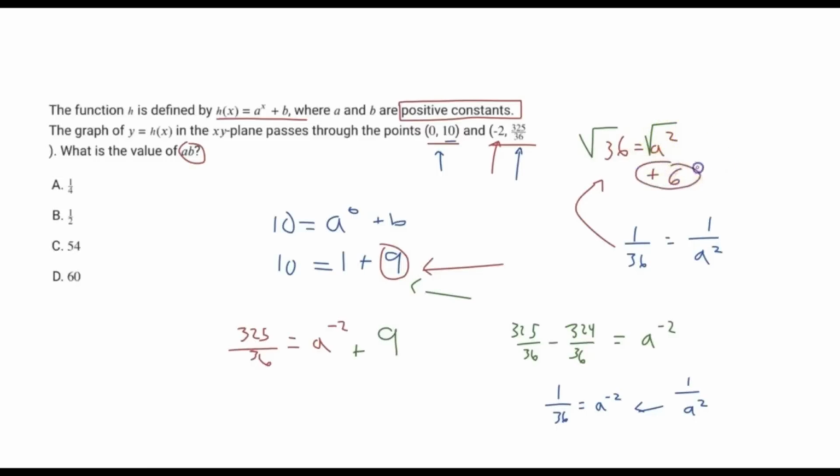So +6 here is our answer for a, but the question is asking for the product of a and b. So we know here that b is a value of +9, and a is a value of +6. So 9 times 6 is going to give us a value of 54, and therefore C is going to be our final answer.